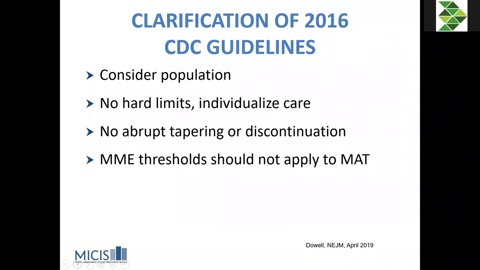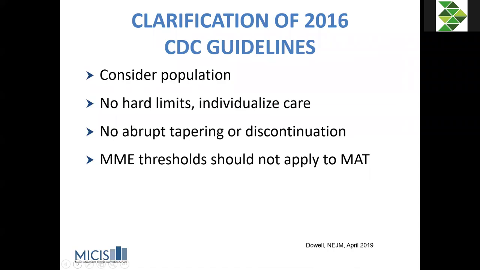So an article came out in the New England Journal of Medicine, it was a commentary, not an article, in April 2019, that talked about some of the original authors of the guidelines 3 years later. What they had noticed is maybe some unintended consequences or some people misapplying some of their recommendations. So one of the things was to consider the population. They said that they had heard reports of patients with terminal end-stage cancer being denied opioids for pain management, and that was never anyone's intention.